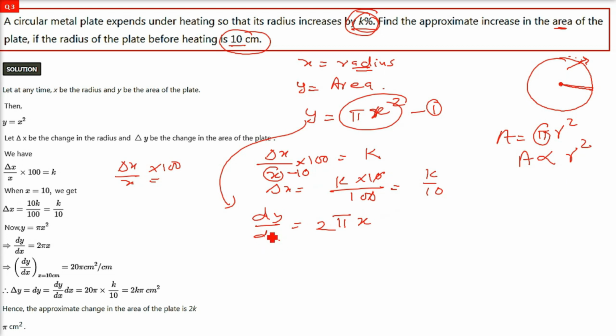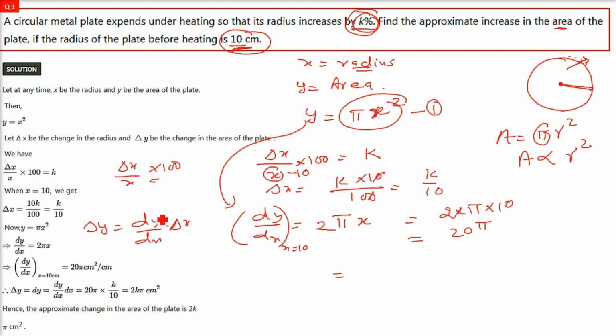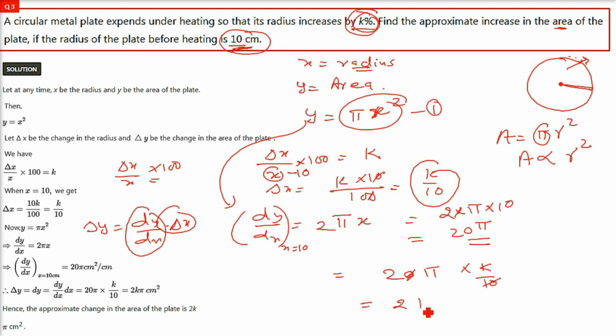Now we have to find the value of dy by dx at x equals 10, which is given in the question. So at x equals 10 it is 2 into pi into 10, that is 20 pi. How about delta y? Delta y is dy by dx into delta x. So that is going to be equal to 20 pi, just write it. Delta x is what? It's k by 10. Write it here, k by 10. This gets cancelled. You have 2 pi k. So this is 2k pi or 2 pi k centimeter square. So the approximate change in the area of the plate when the increment in the radius is k% is 2k pi or 2 pi k centimeters.